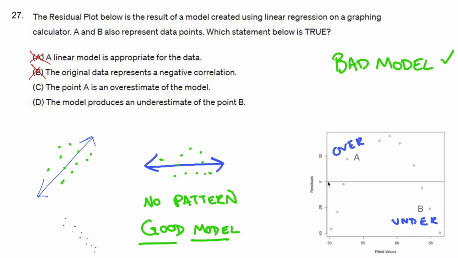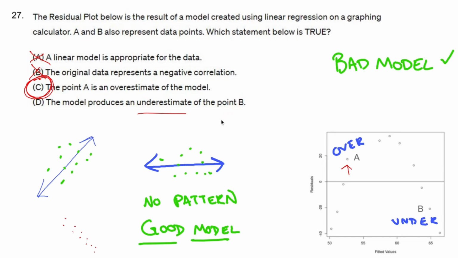The point A is an overestimate of the model. Well, here's A. Here's the model. A is over the line, so A is an overestimate. That is a true statement, C. Now, if you're looking at this and saying, whoa, I see that word right there. How can the answer be C? Watch the words. The model produces an underestimate of the point B.